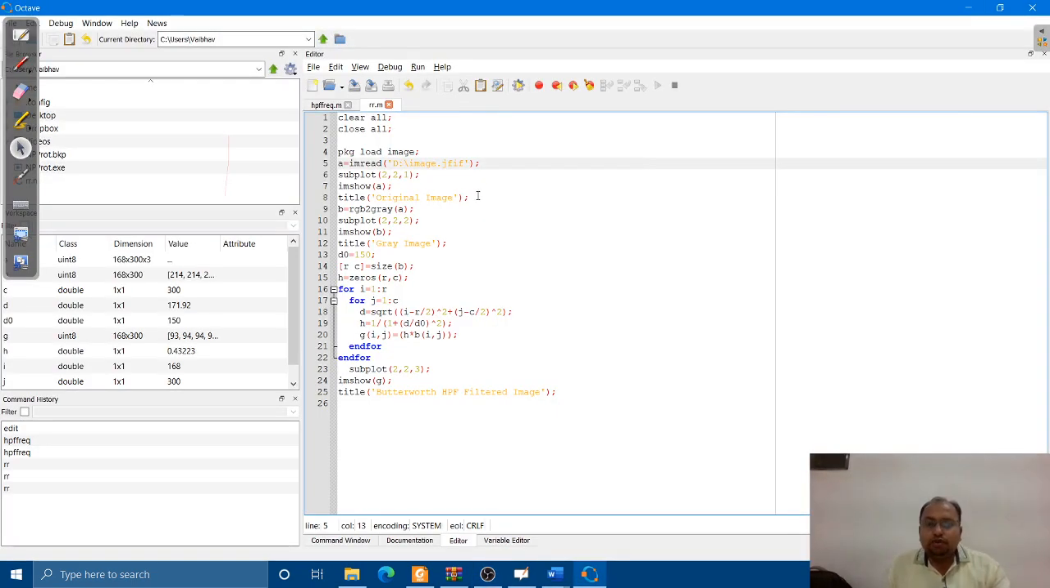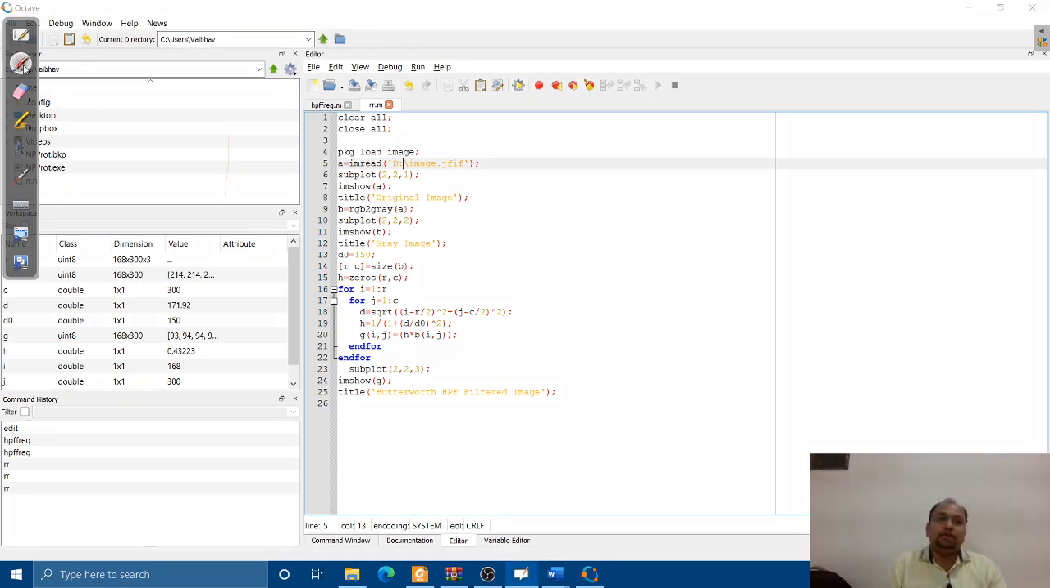Now let us go for the Butterworth filter, D divided by D naught. Sorry, the low pass Butterworth filter is what we are going to perform over here. So close all, clear all, load the image. Let us take the input image, convert it into the gray image, and display the gray image. Then let us take D naught, my cutoff frequency, as 150. So cutoff frequency I have taken as 150.